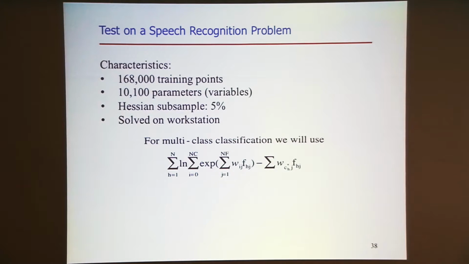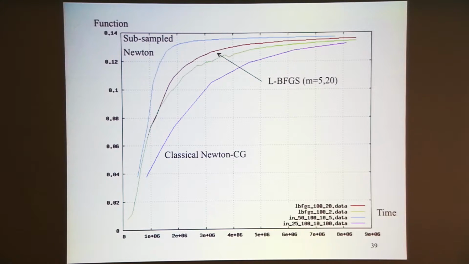So I took a toy version of the logistic regression problem. It has 168,000 training points, 10,000 parameters, and I'm going to use a Hessian subsample, which is going to be 5% of the total. So right now I'm going to use all the training points for the function and the gradient, and the objective function is going to be a multi-class logistic function. NC refers to the number of features, and this is the number of classes. And so that's your form of the multi-class logistic function.